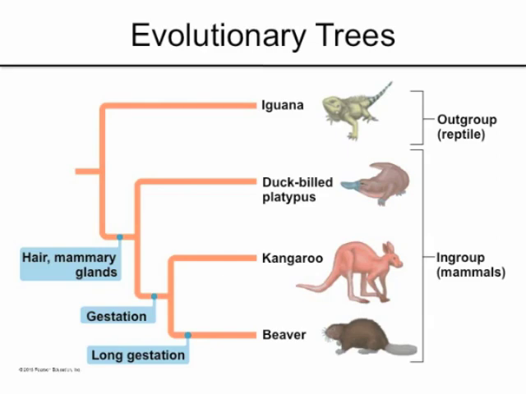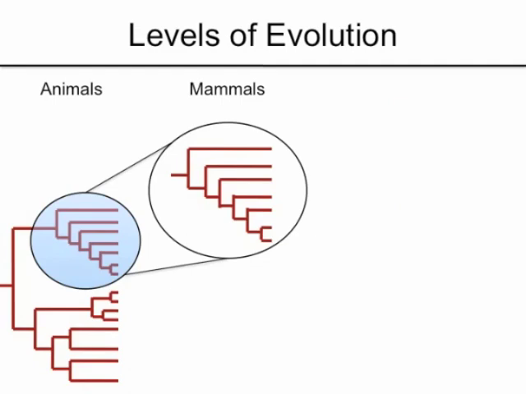So you can see that as these different groups diverged, each one that stays more closely related, that has a recent common ancestor, will share more and more characteristics with each other. And that's typically what happens.